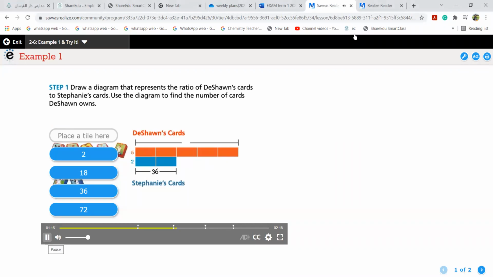Since Stephanie has 36 cards, each stack has 36 divided by 2, or 18 cards. Do you understand what she's saying? Stephanie has a total of how many cards? 36 cards. It's given in the question, right? And Stephanie has 2 stacks. So if you divide 36 by 2, that means there are 18 cards in each stack.